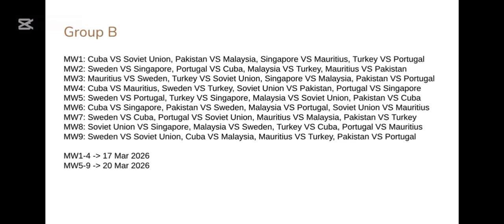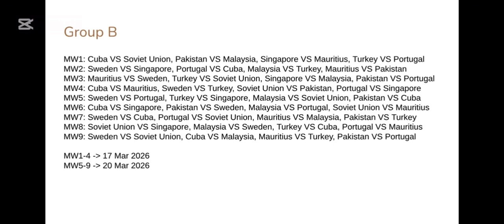In match week 7, it's Sweden v Cuba, Portugal v Soviet Union, Mauritius v Malaysia, and Pakistan v Turkey. Match week 8, Soviet Union versus Singapore, Malaysia versus Sweden, Turkey versus Cuba, and Portugal versus Mauritius. Match week 9, Sweden versus Soviet Union, Cuba versus Malaysia, Mauritius versus Turkey, and Pakistan versus Portugal.